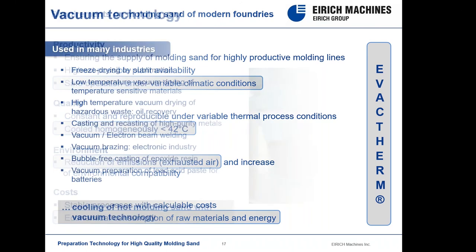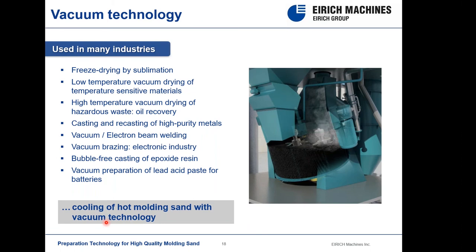With this in mind, we started to see an opportunity for our vacuum technology. The vacuum technology is used in many industries, like freezing, drying, sublimation. We use low temperature vacuum for drying sensitive materials, casting and recasting of high purity metals, bubble-free casting of some resins. So the vacuum has many applications. And well, we came up with the idea of using vacuum technology for cooling of the hot molding sand. A little bit of what you see on the right side, we have the mixer, and we're going to take the energy out of the sand using the vacuum properties.